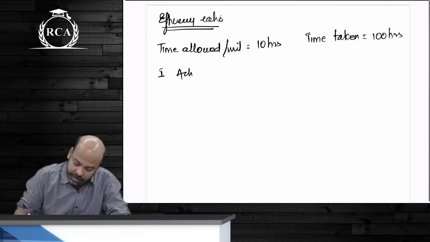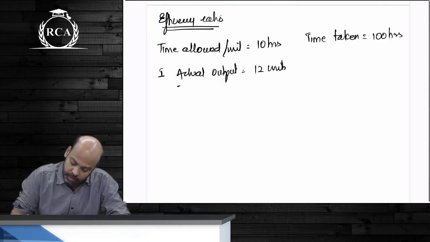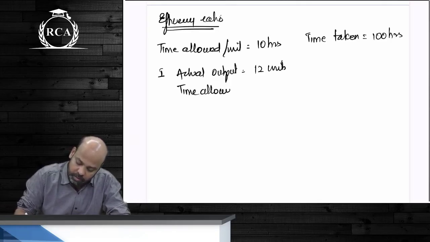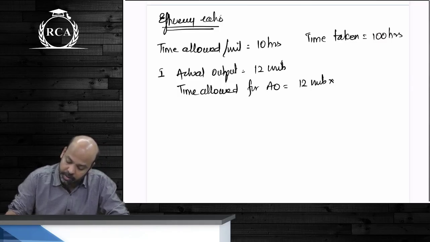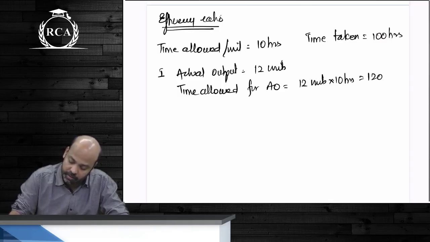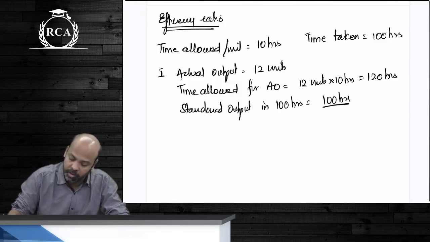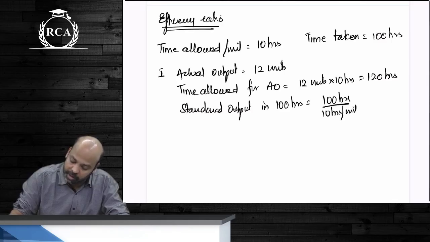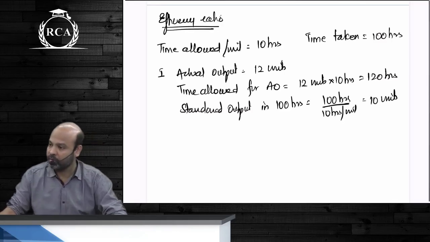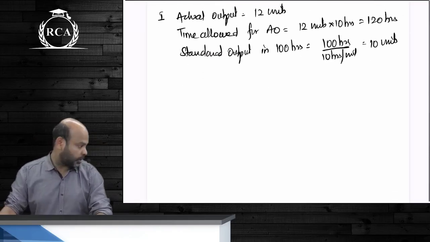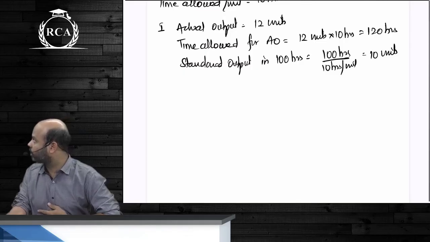Below that, first case. Actual output, 12 units. Time allowed for actual output: 12 units multiplied by 10 hours, 120 hours. Standard output in 100 hours would be 100 hours divided by 10 hours per unit, and that will be 10 units. Actual output is 12 units. Time allowed for actual output, 120 hours.